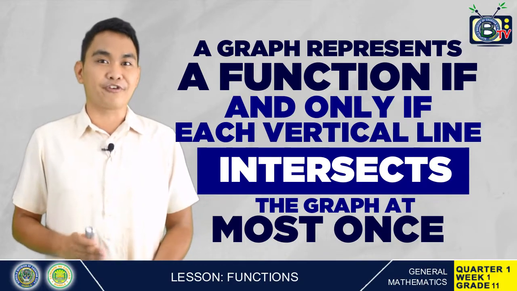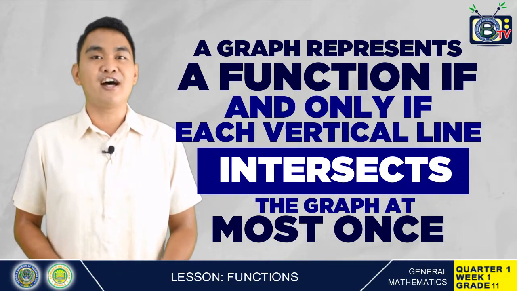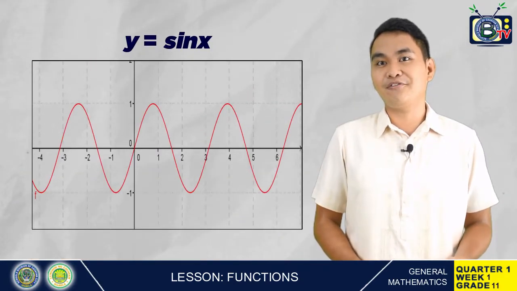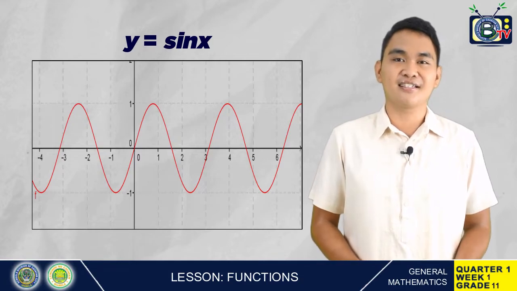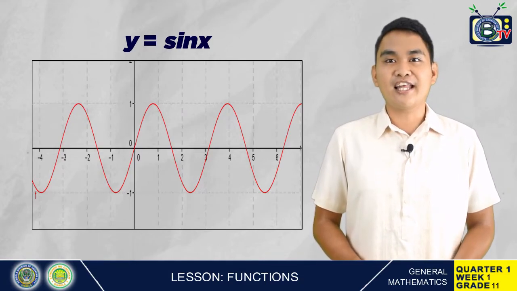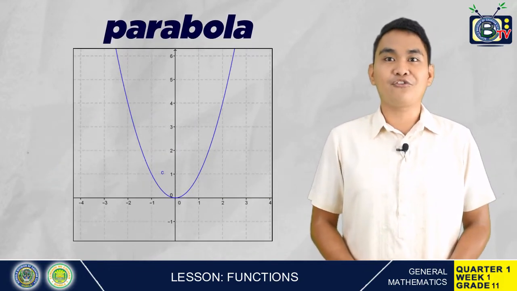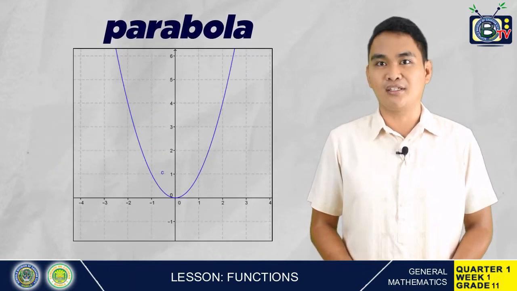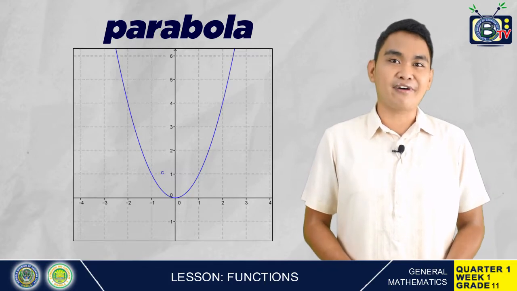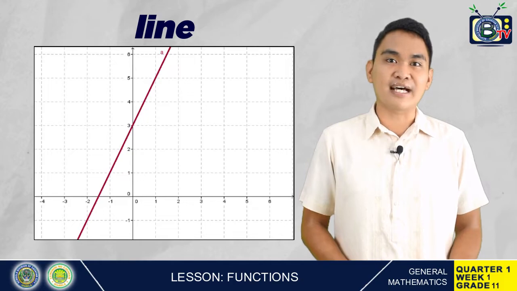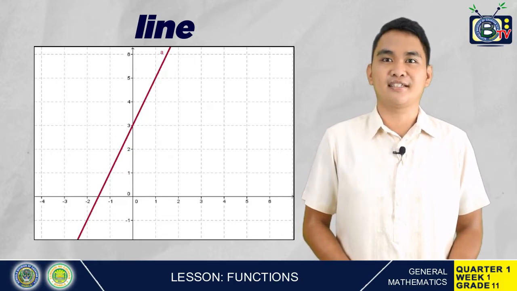For our last part, we have the vertical line test, in which a graph represents a function if and only if each vertical line intersects the graph at most once. For instance, if we have the graph of sine x, any vertical line will only pass through the graph once. Also, if we have a parabola opening upward, this will satisfy the vertical line test. A straight line can also satisfy the vertical line test.